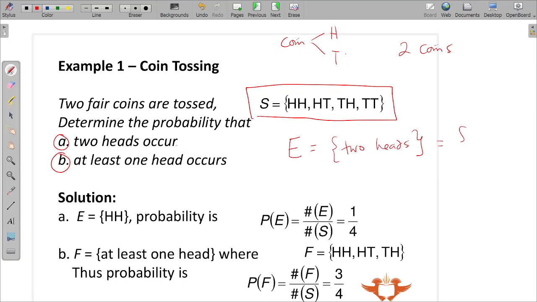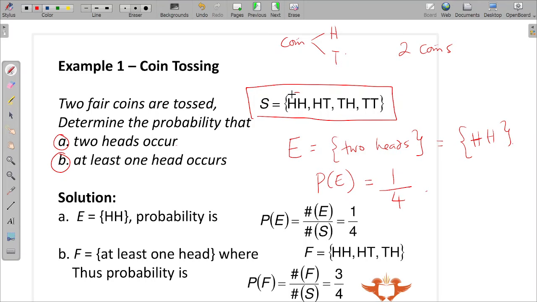Okay, this gives us 2 heads, which is just this one. That is the event. So if I want to find the probability of E now, how many 2 heads do we have? Just 1. All over, what is the total of the sample space? 4. So that is 1 over 4. That means the number of 2 heads that we have is just 1.